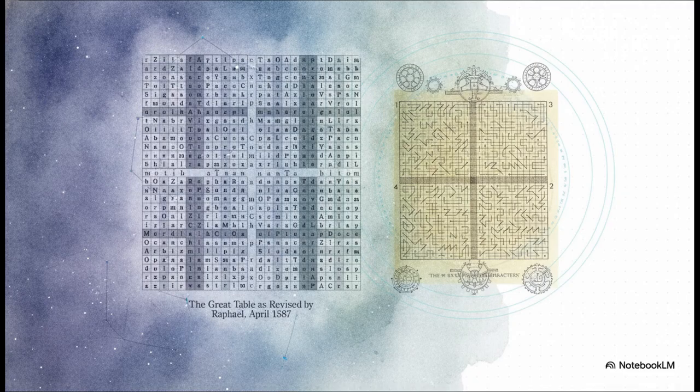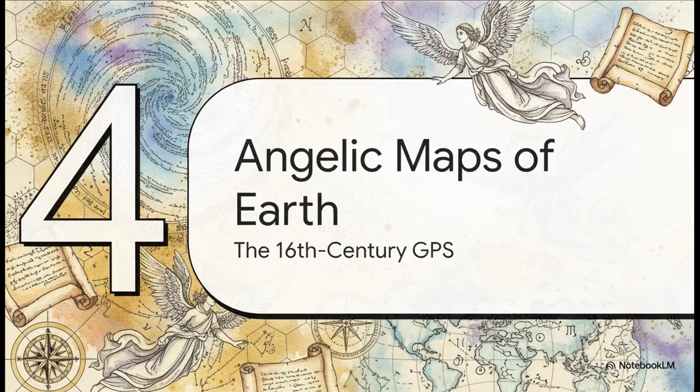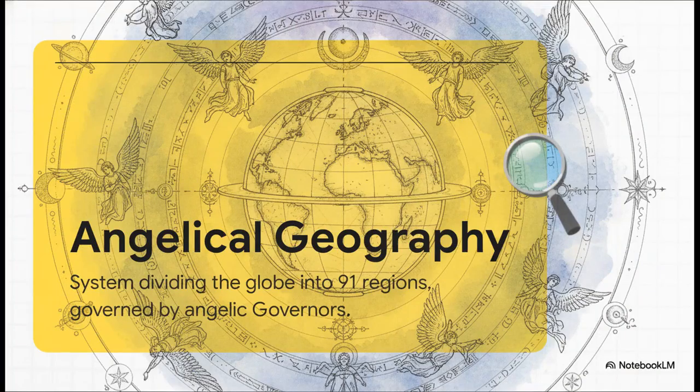The letters are literally physical coordinates for drawing geometric keys. Let's see how they applied this in Section 4, Angelic Maps of Earth, the 16th century GPS. So, Dee and Kelly practiced something they called angelical geography. And wow, is this an incredibly detailed system.